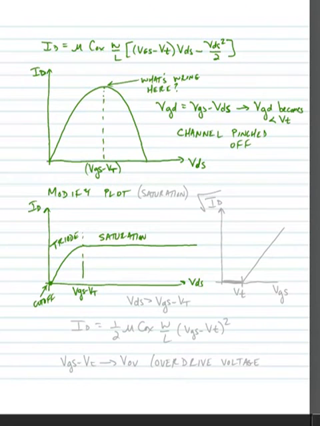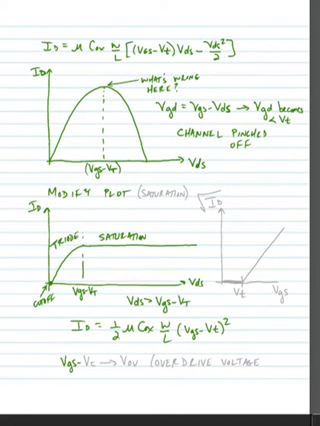Now remember, saturation is good for a MOS device, bad for a bipolar device. So our condition for saturation is that VDS is greater than VGS minus VT, and that causes the channel to be pinched off at the drain. So if this is the case, we can write that our drain current in saturation is equal to 1/2 mu C_OX times W over L times (VGS minus VT) squared.